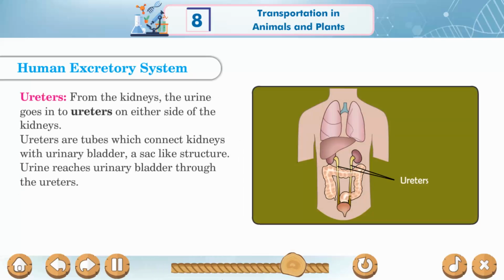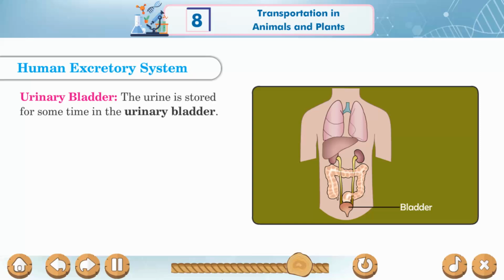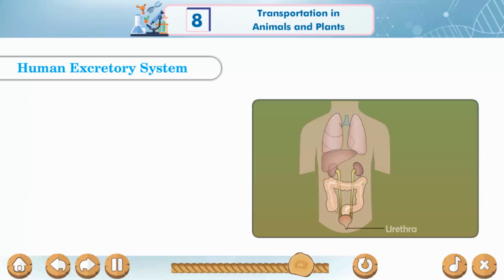Ureters. From the kidneys, the urine goes into the ureters on either side of the kidneys. Ureters are tubes which connect kidneys with urinary bladder, a sac-like structure. Urine reaches urinary bladder through the ureters. Urinary bladder. The urine is stored for some time in the urinary bladder.